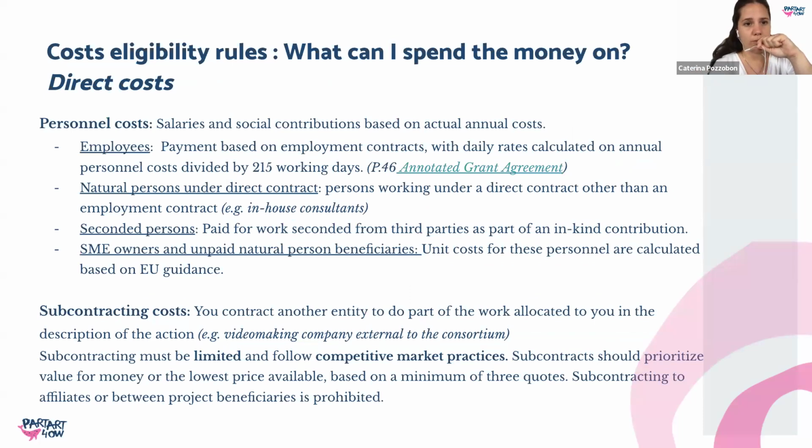Here I will give you an overview of what you can spend the money on, the different categories on which you can use the money. First of all, you have personnel costs, so salaries and social contributions based on annual costs. Then you have subcontracting costs, so you can ask an external entity to do part of your activities, but this type of subcontracting must be limited and follow competitive market practices. So you can subcontract something, but not too much, as the project is yours to implement and to carry out. So next, please.